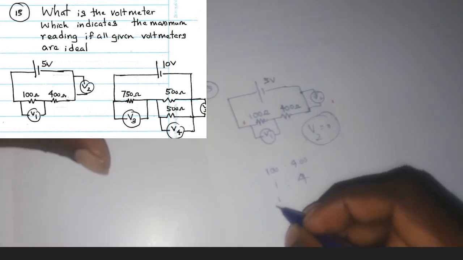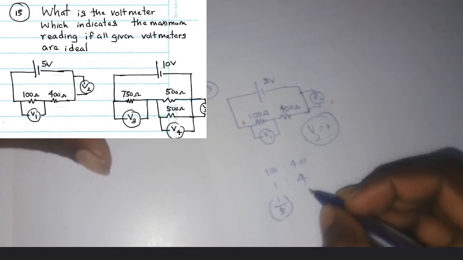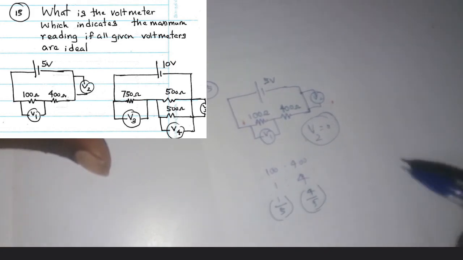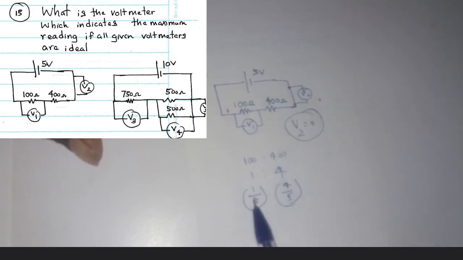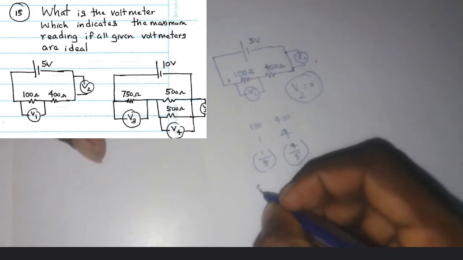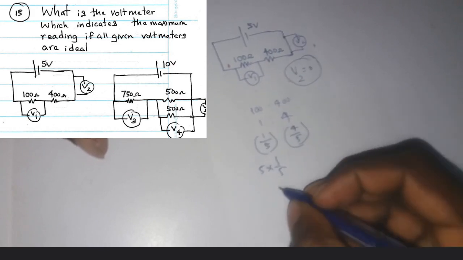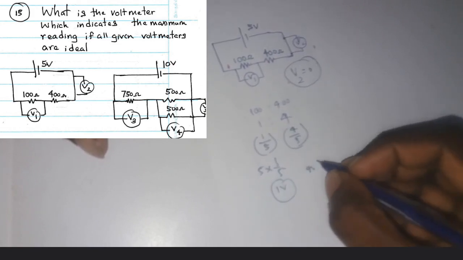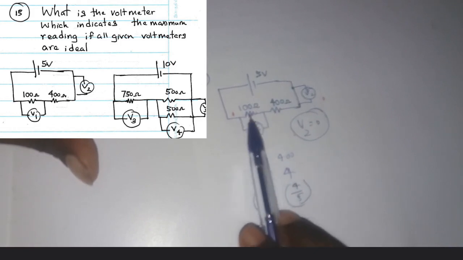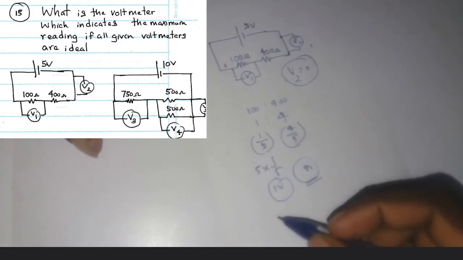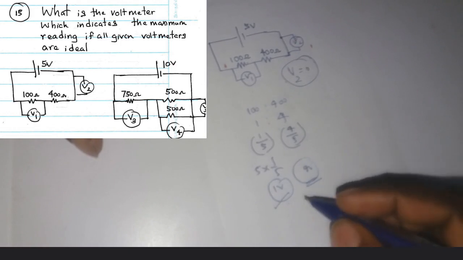So this will take 1/5 and this will take 4/5 of the total. What we have to do is multiply this 5 volt by this fraction. So 5 into 1/5, we are getting 1 volt, and here we are getting 4 volt. So our answer for V1, the potential difference, is 1 volt. Right, now we have 1 volt.